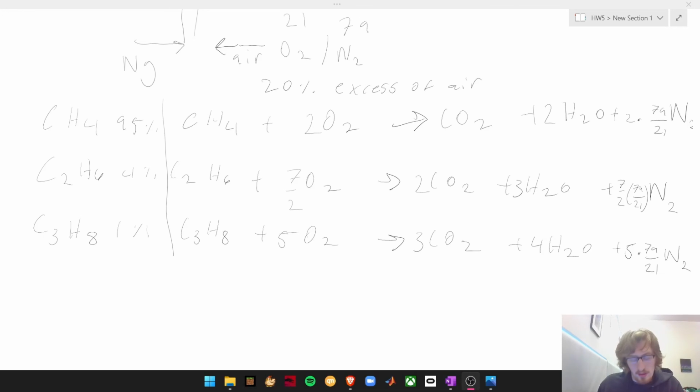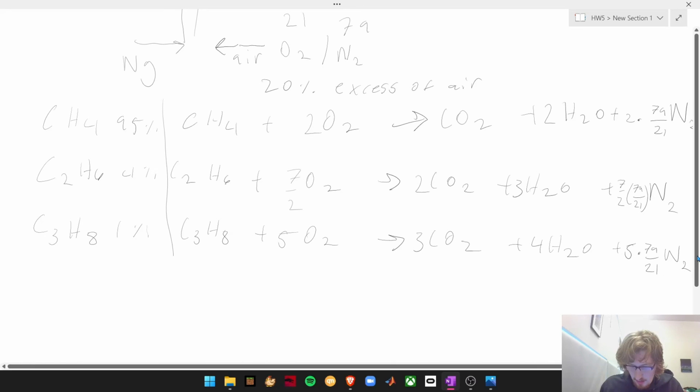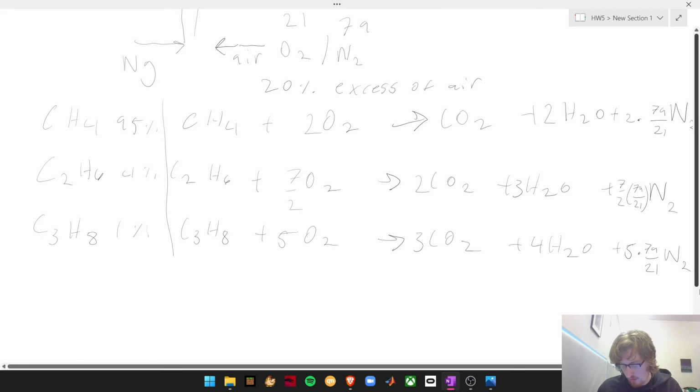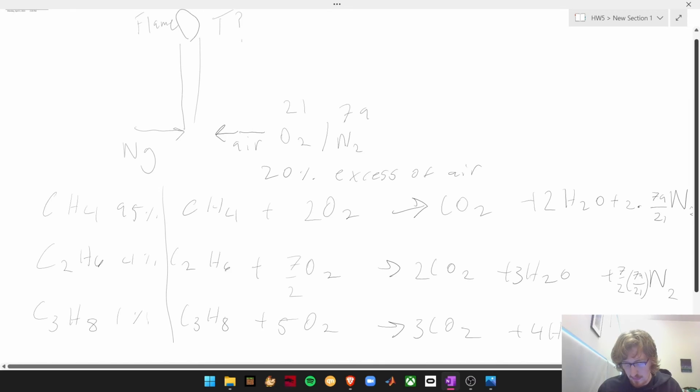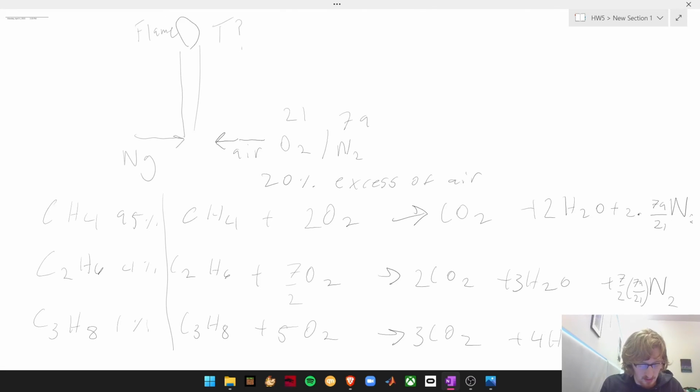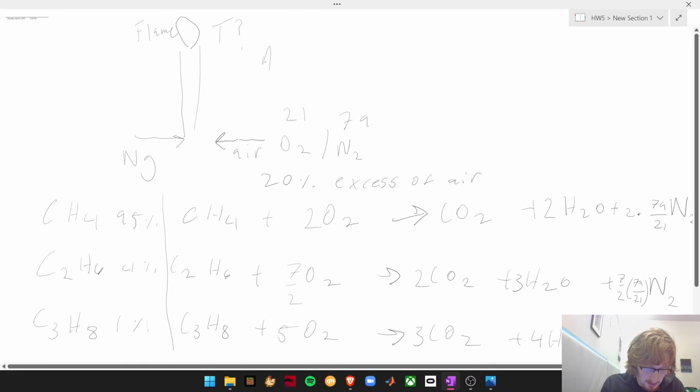And then one more important note about this scenario is that we are going to be considering this as an adiabatic flame, just meaning that no heat is going to be lost outside of the system. So we're going to assume the walls of the burner are perfectly insulated. And we're also going to be assuming this is in steady state. So the amount of air and natural gas coming in is going to be constant throughout. So I'll just make some notes of that here.